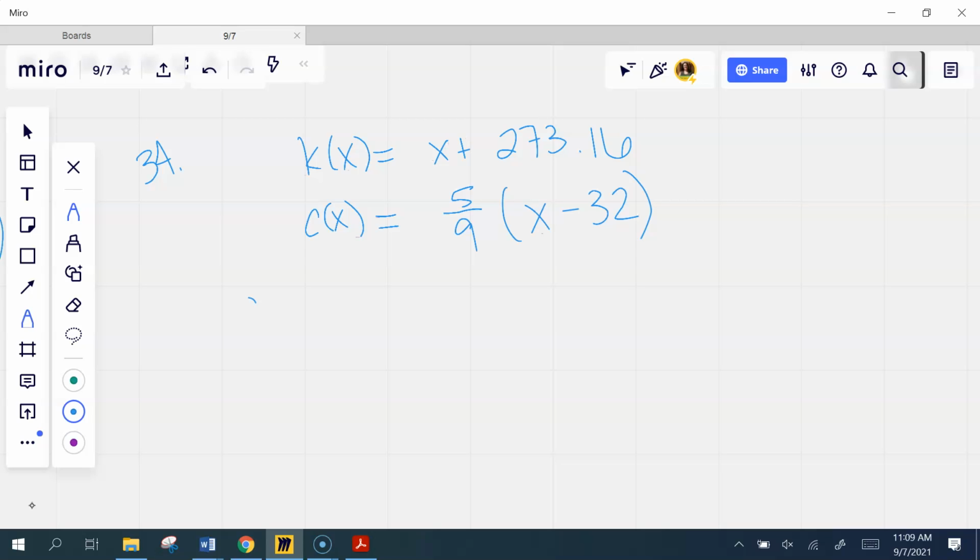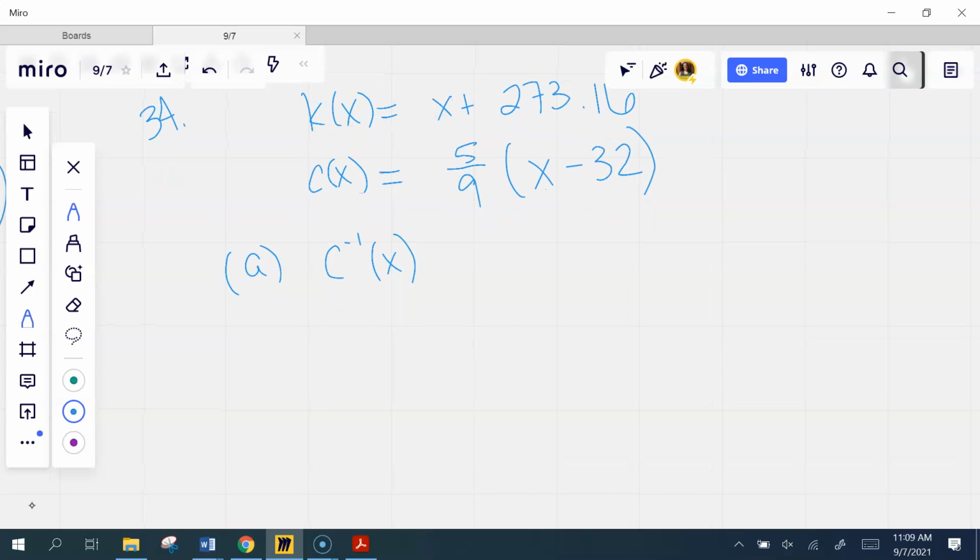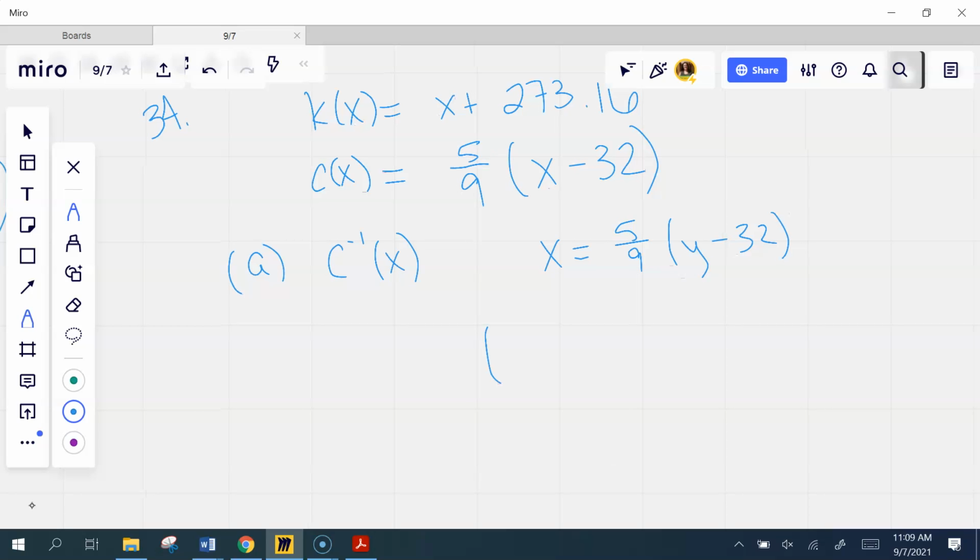Part A asks you to find a formula for the inverse of C. You see what I'm saying? It's a word problem, but at the same time, it's not a word problem. They give you C of x, and then they ask you to find the inverse of C of x. So switch x and y, so it's going to be x equals 5 over 9, y minus 32, and solve it for y. Part B asks you to find K of C of x. What does this notation mean?